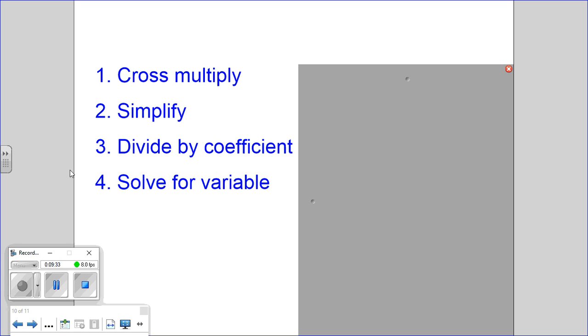So that was our last example of how to solve a proportion for a missing value. So one more time, just to summarize. First, you're going to cross multiply the numbers that are across from each other diagonally, and then you're going to simplify. After you simplify, you're going to have a one-step multiplication equation. So to solve for your missing letter, you'll divide by the number that's in front of your variable, your letter. And then last, that will solve for the variable.